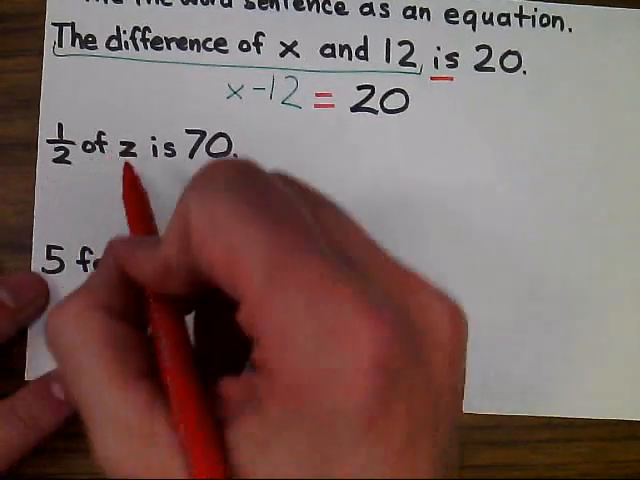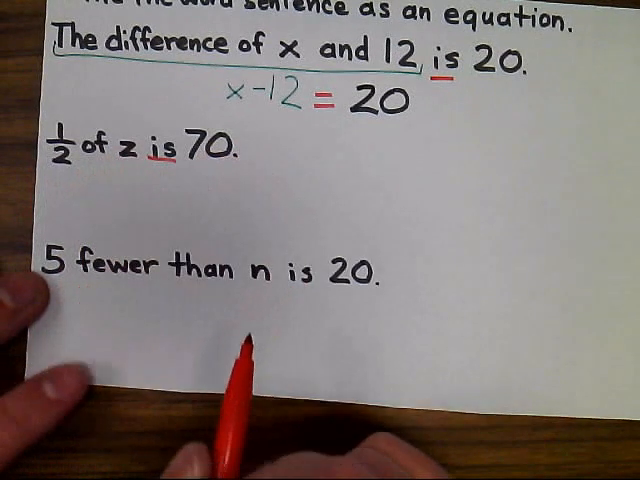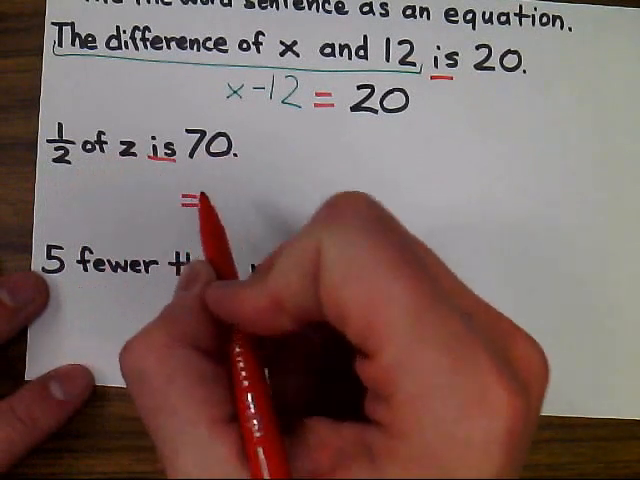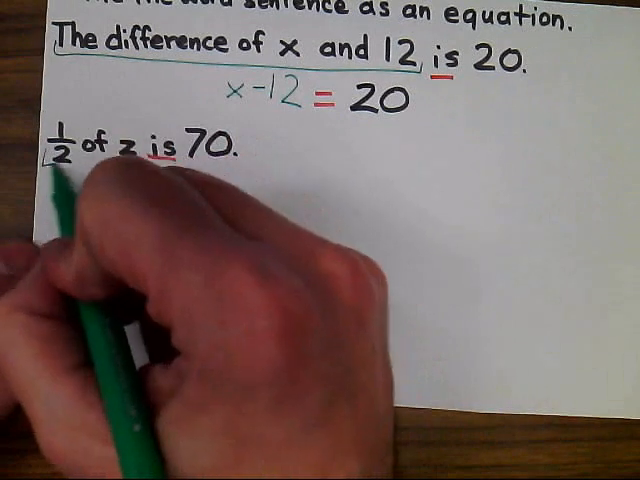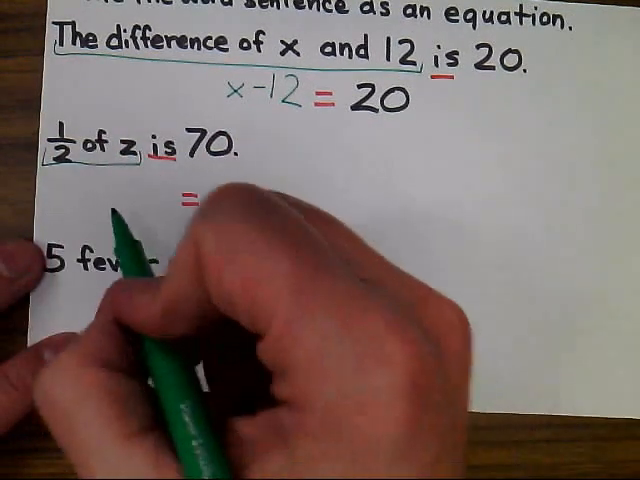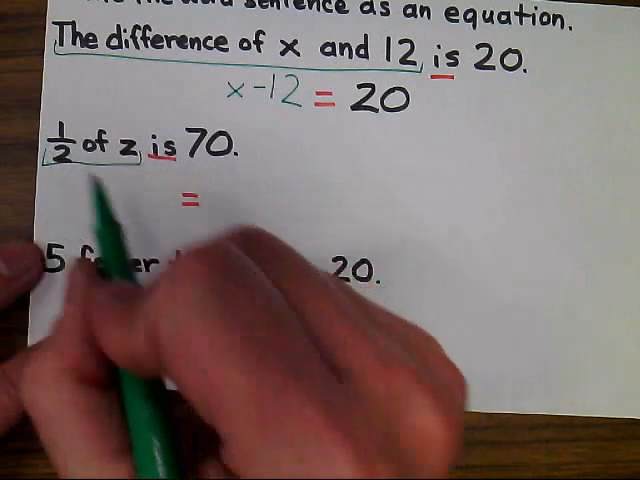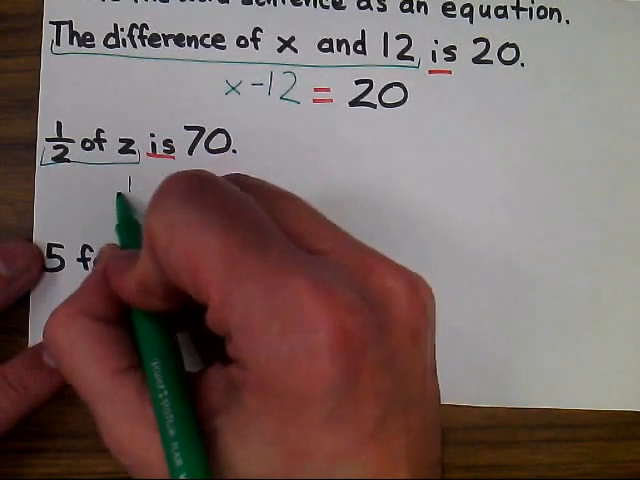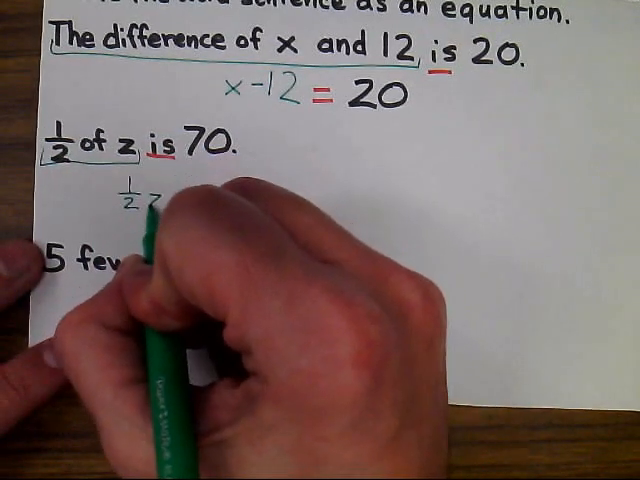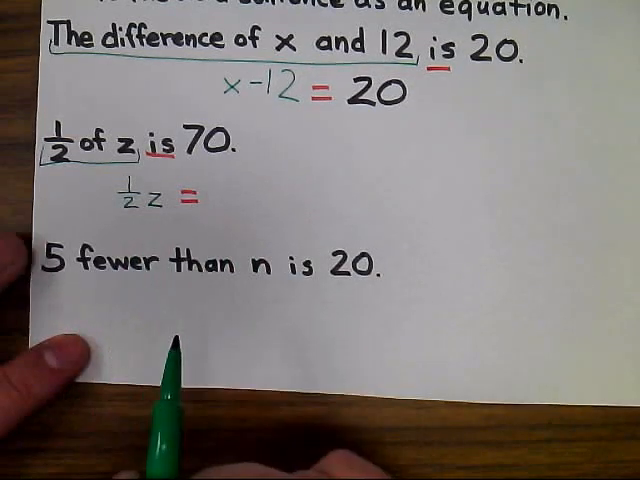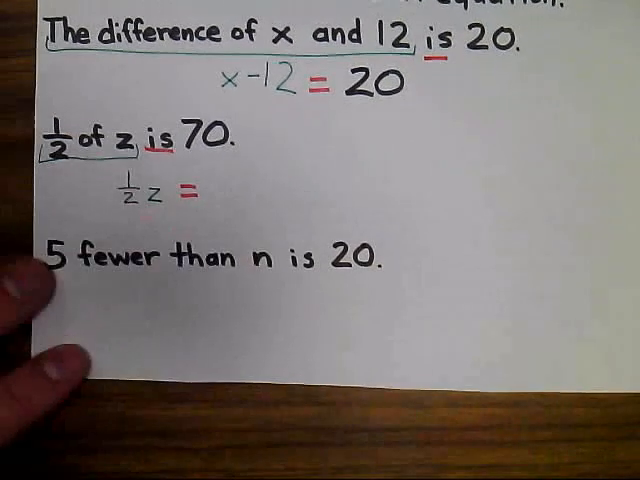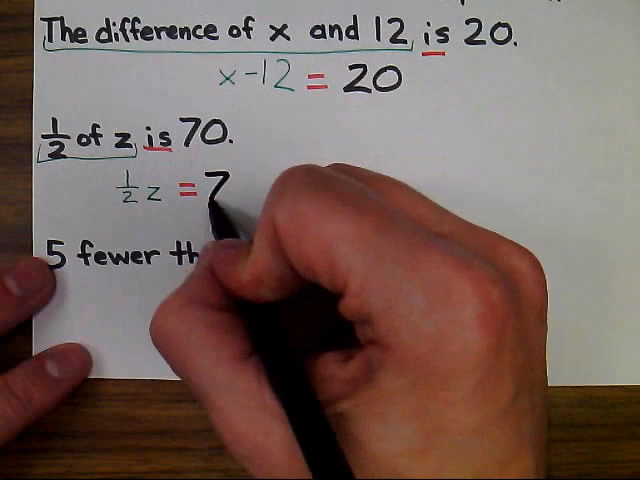It says half of z is 70, so I know "is" is my equal sign. I know that "of" means to multiply, so I'm basically doing half times z. I can write it with a times sign, but again, even a fraction can be used as a coefficient, so I'm going to be as efficient as possible, making my z nice and sharp so it's not mistaken as a 2, and then finally write my 70.